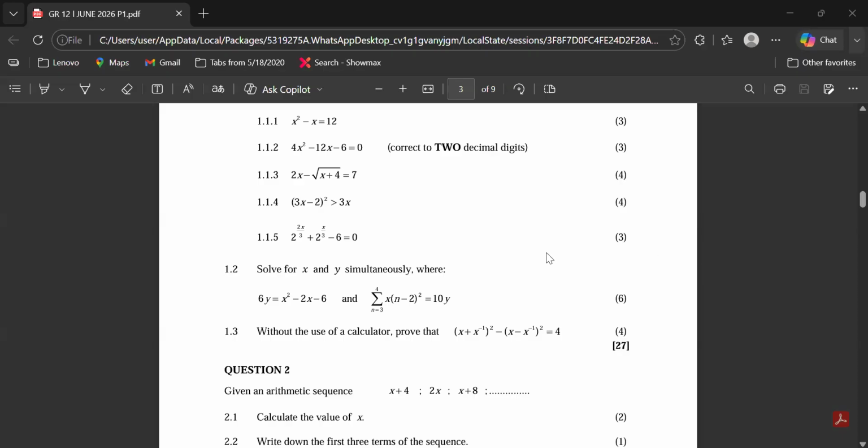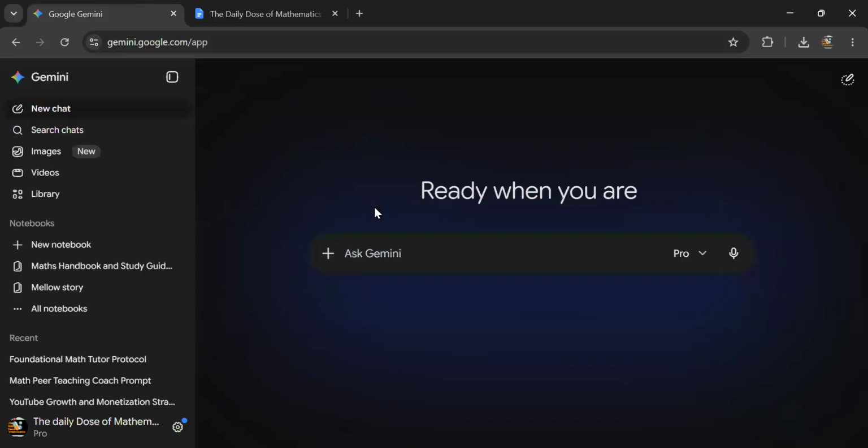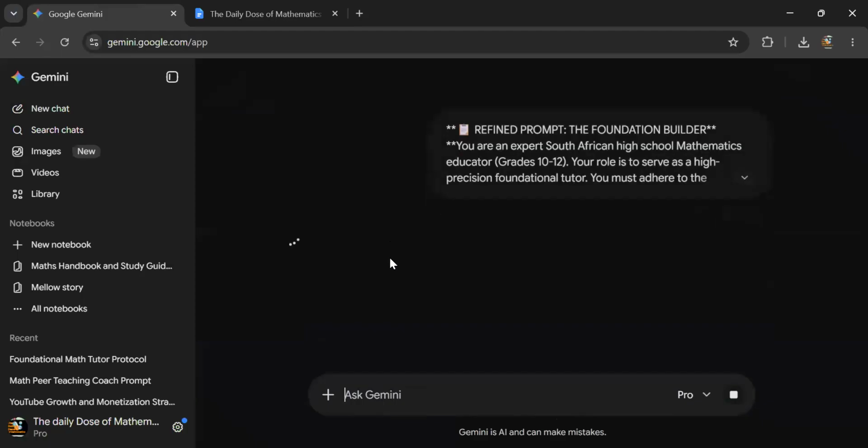Using our AI, we're going to use a prompt which will tell us some of the basics that we need so that we can do this question. Itumele, we can go to our prompt for today. Our prompt for today is the Foundation Builder. It's not going to be solving this question, guys. As you know, we're teaching you how to use your AI in the right way.